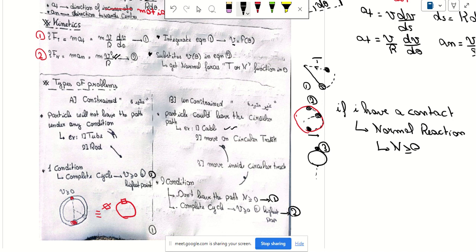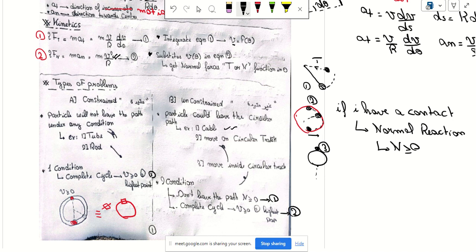And to wrap it up, we have two conditions. The first one is constrained, where we are very sure that the particle will never leave the path at any condition, and this could be a tube or a rod. There is a difference between a rod and a cable. A rod will not be loosened at any time, so it will always move in a circular track. And to ensure it completes one cycle, we just need to ensure that v is greater than or equal to 0 at the highest point.